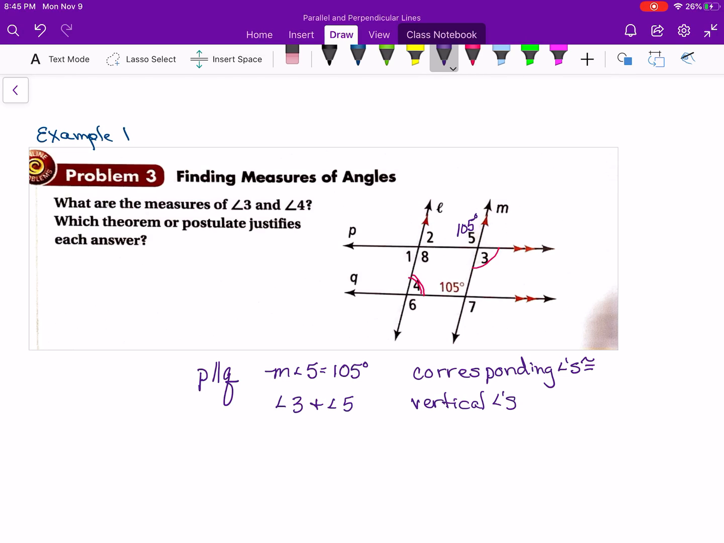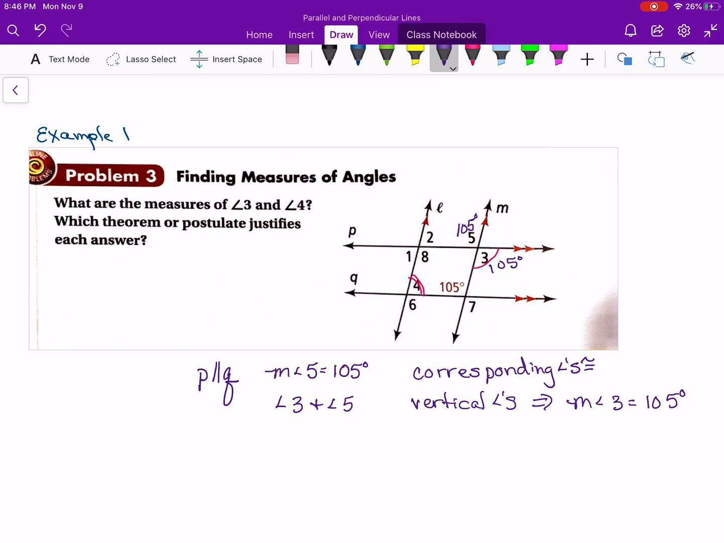So that means they're the same measure. So we can conclude that the measure of angle 3 is also 105 degrees. So there is one of our angles that we're looking for. Now we need to work our way over to angle 4.